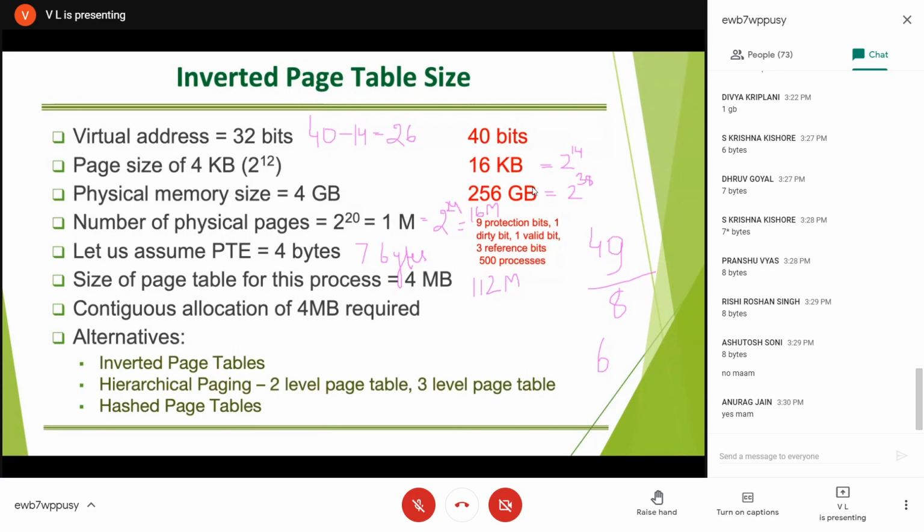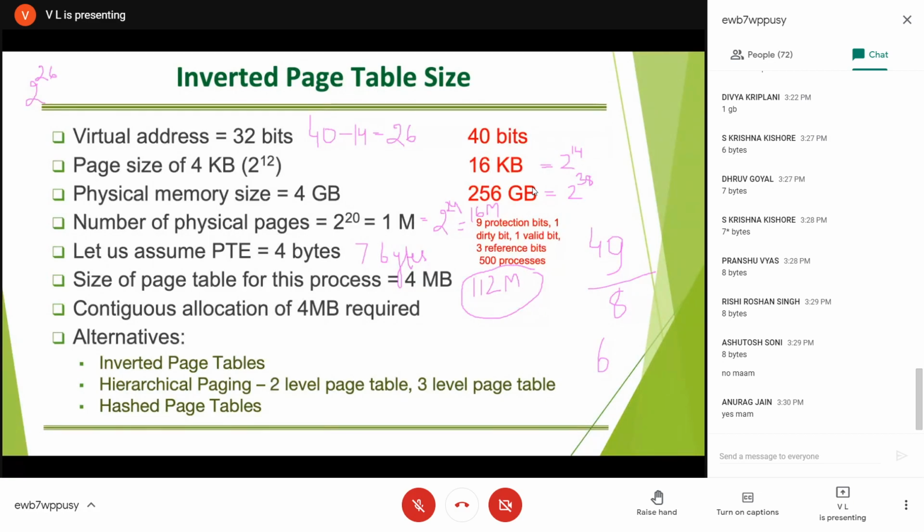your one level page table, can you tell me what will be the size of the page table in this particular case? Not inverted page table. This is for all 500 processes, okay? So can you quickly calculate the size of the page table? If you're calculating the size of the page table, then every virtual address has to map to a page table entry. In this particular case, the number of virtual pages is 2 raised to power 26.